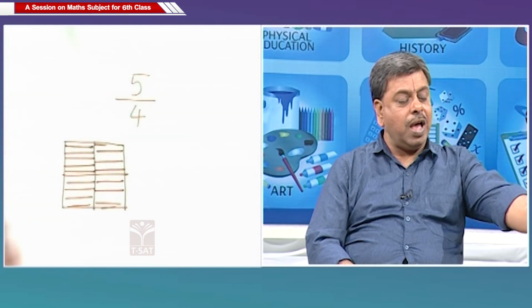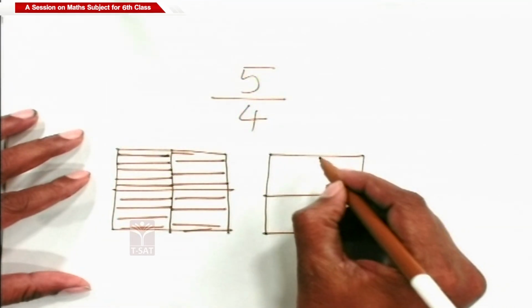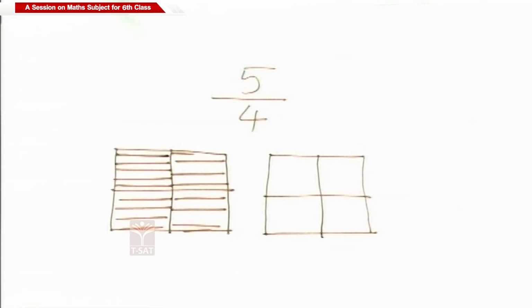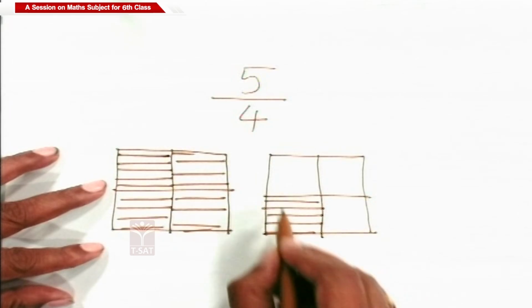So we need to draw one more square, one more object to be taken. It should be divided into the same 4 equal parts again. We have to select one part. Why? Because 1, 2, 3, 4 parts are selected from the first object already, and the fifth part is taken from the second object.